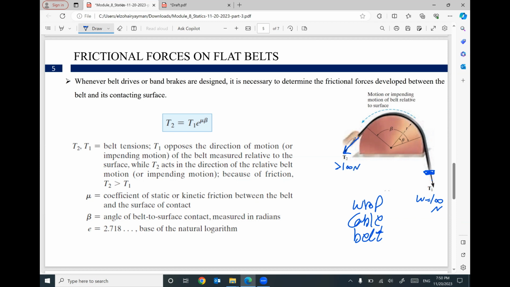Why? The force here should equal this one? No, because we have friction between the surface of this curved body and your belt. Keep in your mind, we have two different situations.